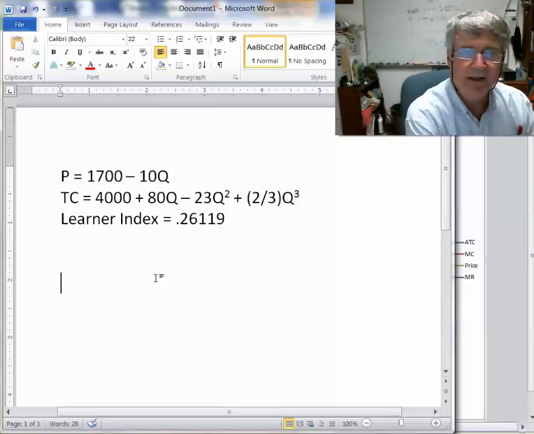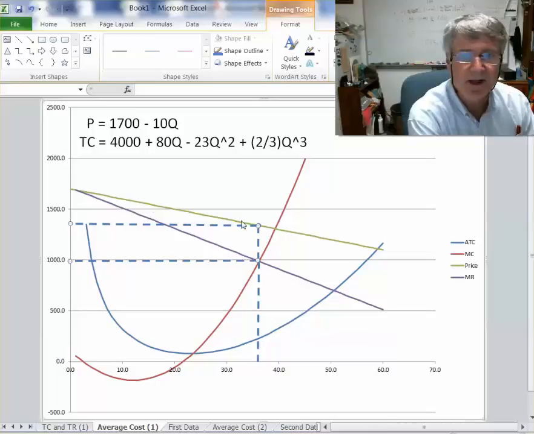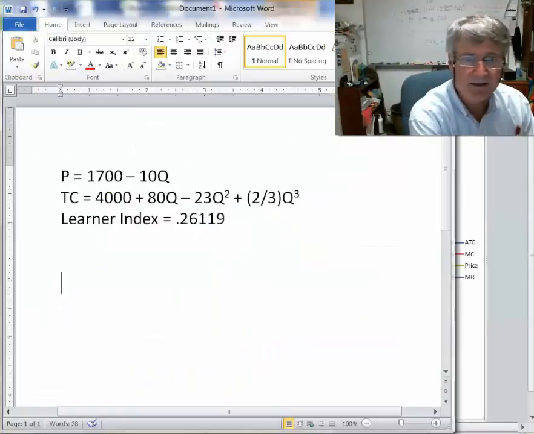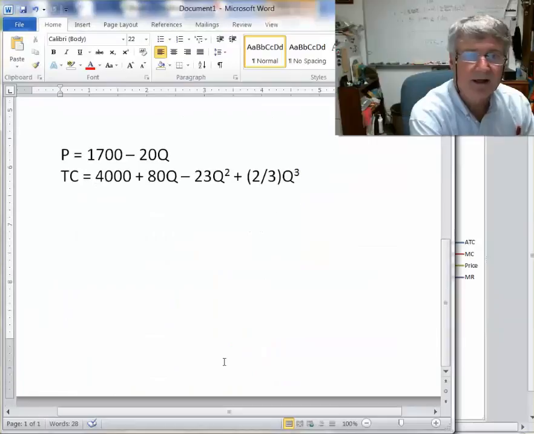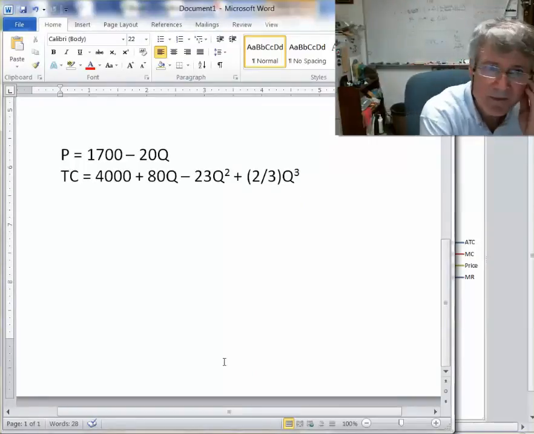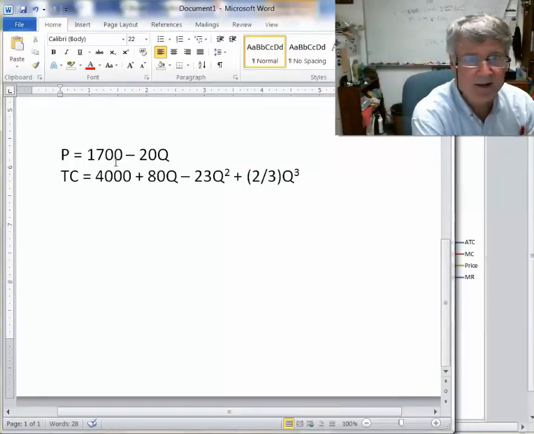Okay, so what James said in class today was, well, what if we change the steepness of the demand curve? So if we go back to this, if we make this demand curve twice as steep, the way I did it was I rotated it down this way and I left that point the same. The way you do that algebraically is you leave this intercept the same, 1700, and you just change the slope from minus 10 to minus 20. So now everything's exactly the same except the demand curve is now 1700 minus 20Q.